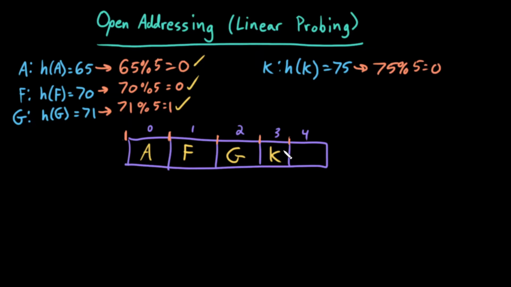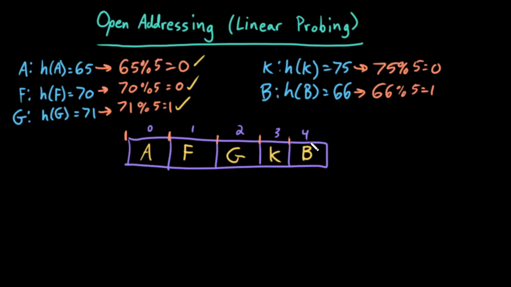And let's say I also want to insert b, which the hash value, the ASCII value of b is 66. Therefore, the index is 66 mod 5, which is 1. So if I'm trying to insert b, I would start at index 1. Nope, that's full. Index 2, that's full. Index 3, that's full. And I would insert it into the first open slot.